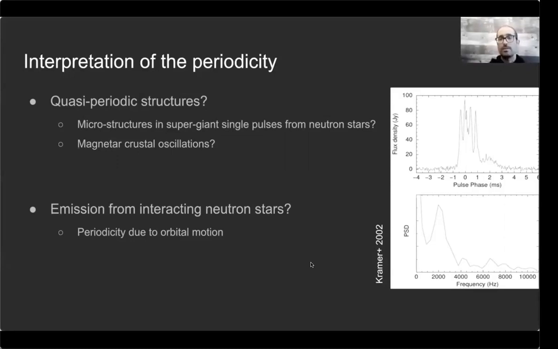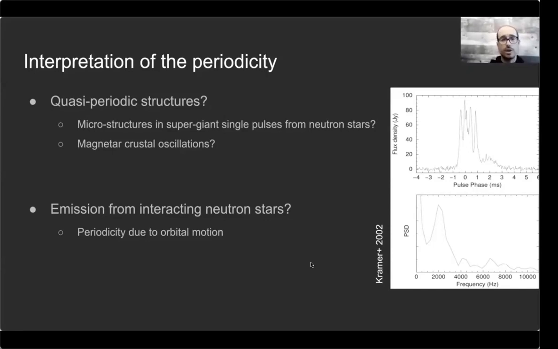And the first one is that the microstructures don't have a strict periodicity as the one observed in this source. And also they usually require an envelope of emission as opposed to the pulse profile of the fast radio burst that could be modeled with single components.